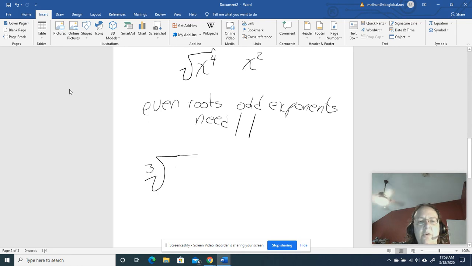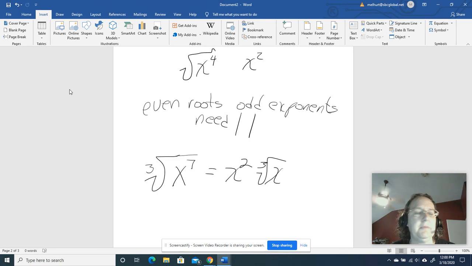So if I have the cube root of x to the 7th, there are 7 x's. The way to figure out how many x's come out front is to take this 7 divided by 3, which gives me 2. So I'm going to have x squared, and then I have my leftovers: one remainder of x. So I've got x squared times the cube root of x, and that's simplified.